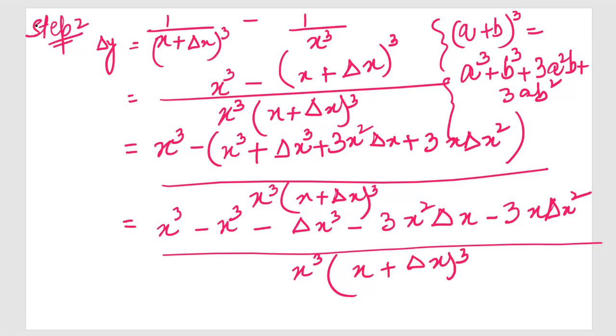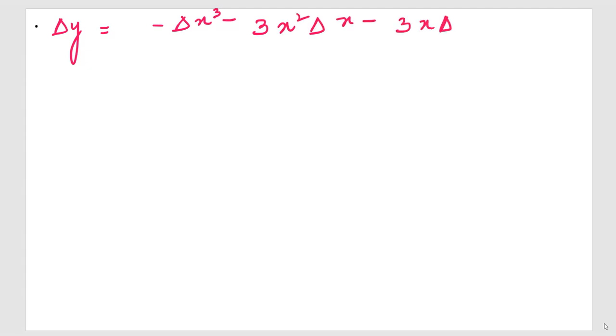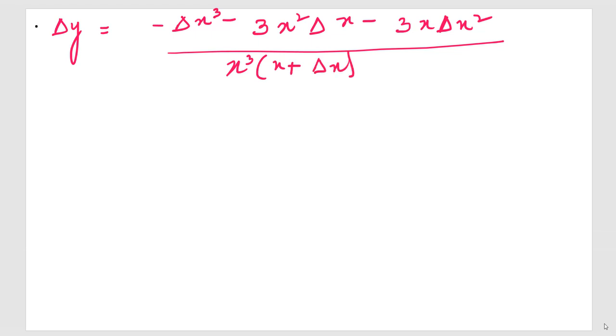So see, this is positive x cube and negative x cube, they will cancel each other. What is remaining? I will write it here. Delta y is equal to minus delta x cube minus 3x square delta x minus 3x into delta x square, and then divided by x cube into x plus delta x whole cube.